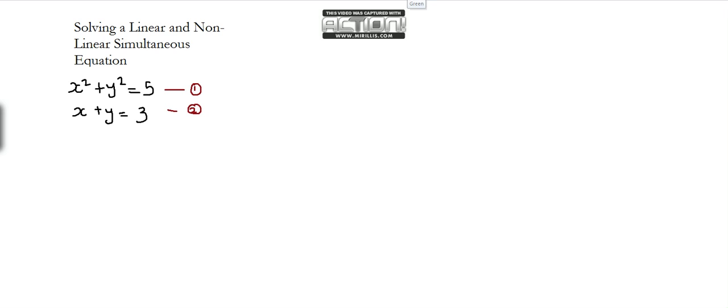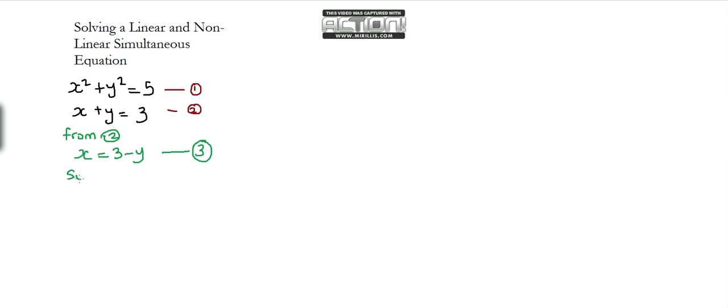From equation 2, let's create another equation. So x equals 3 minus y. Let's label that equation 3. So now we need to substitute this into equation 1.